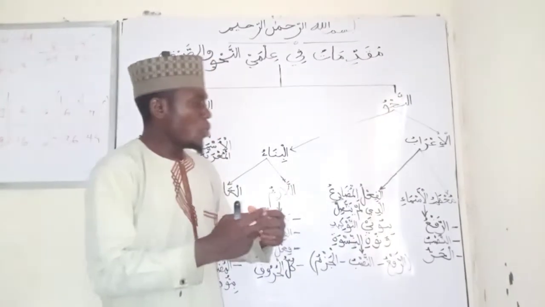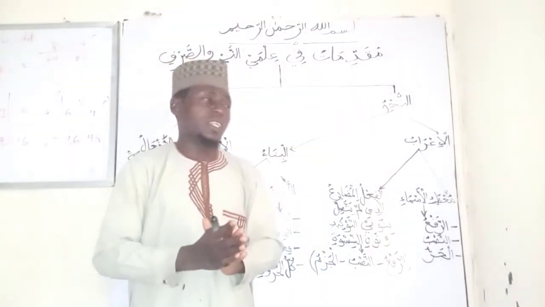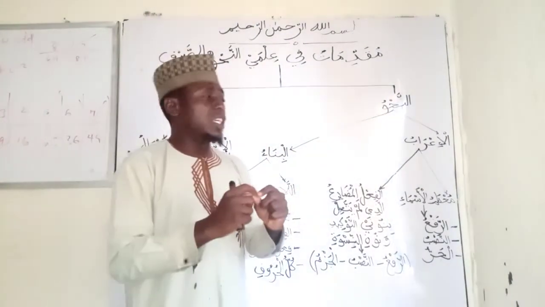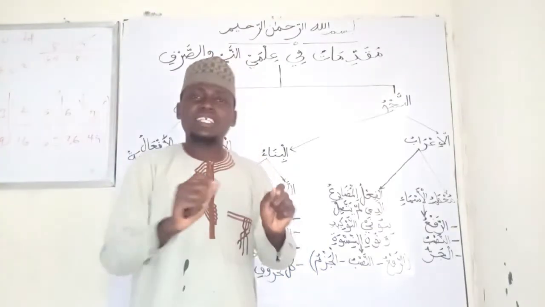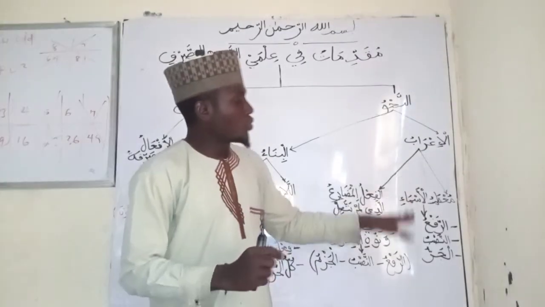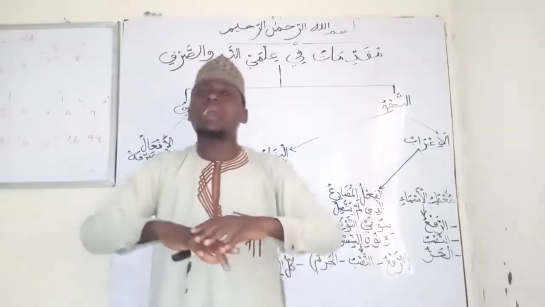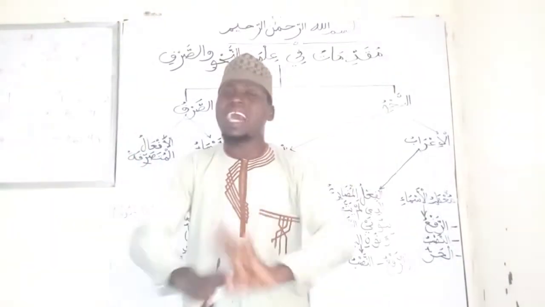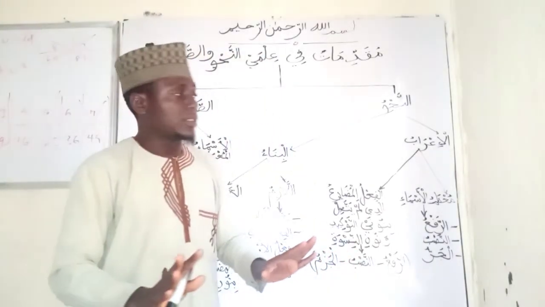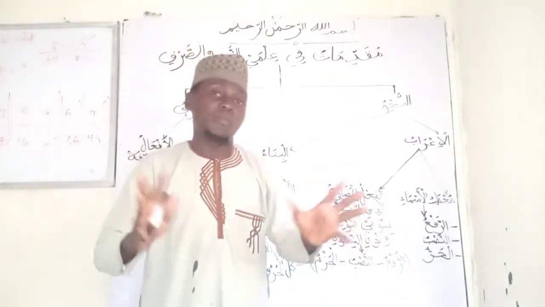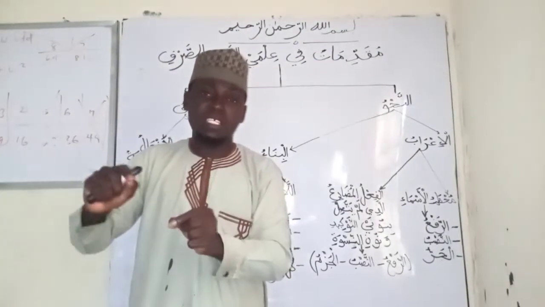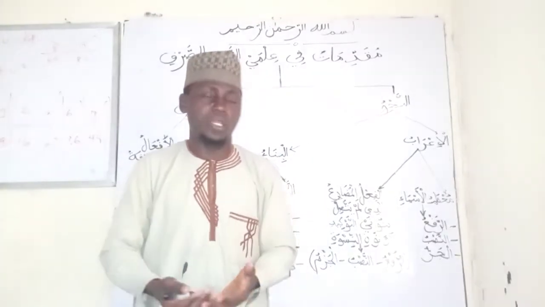Al-i'rab, we have two subdivisions for al-i'rab too. Most of the words in nahw that are subject to change fall under mu'zamul asma. The majority of them are names, especially names, are mu'raba. Most of them are changeable. That is, the last letter of names in Arabic language can be changed.